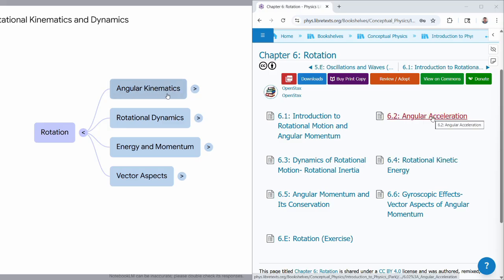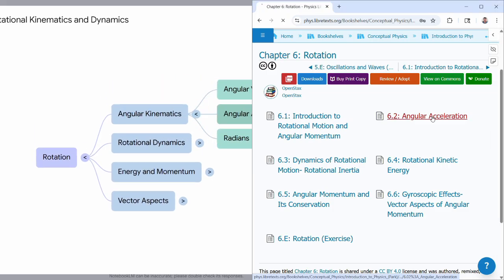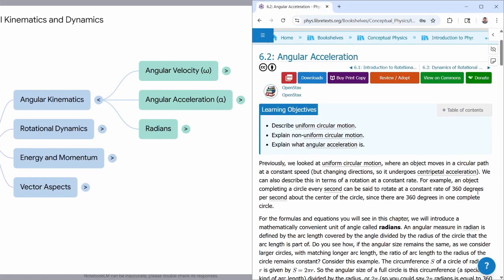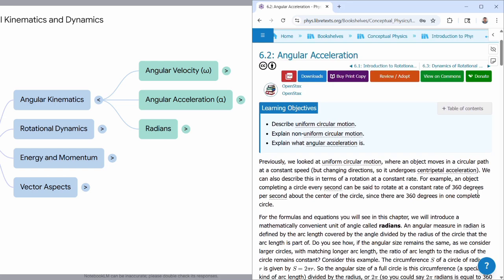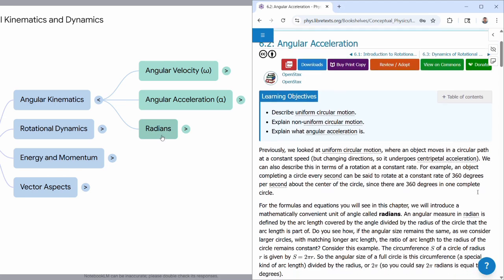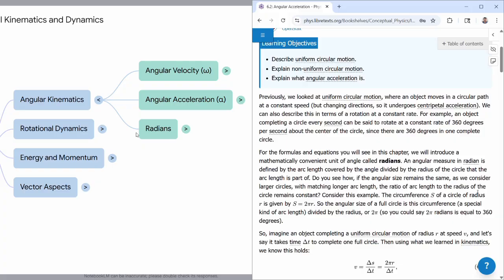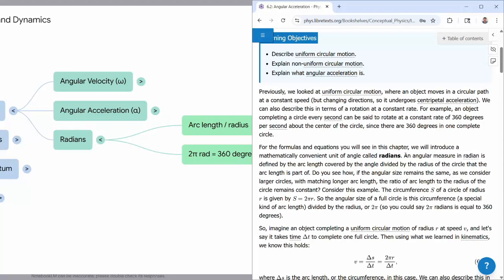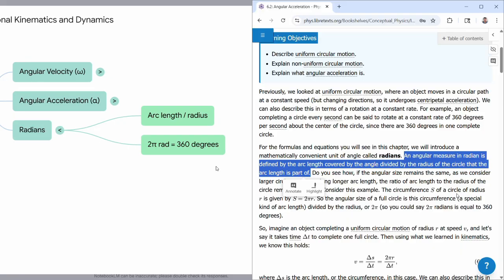And in angular kinematics, you are going to see angular versions of different kinematical things that you have seen earlier in Chapter 1. We'll introduce radians, the unit of angle, as a way to measure angular displacement. Radian is defined as arc length divided by radius.